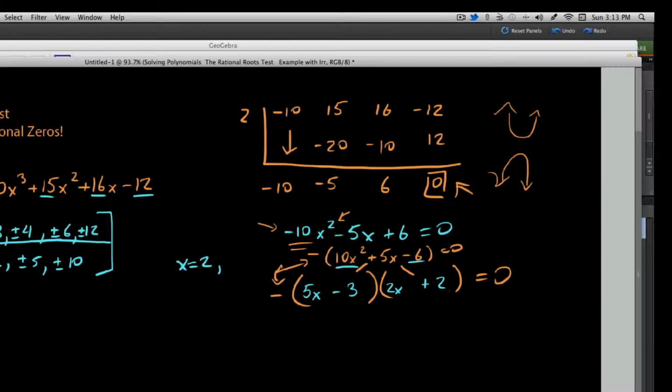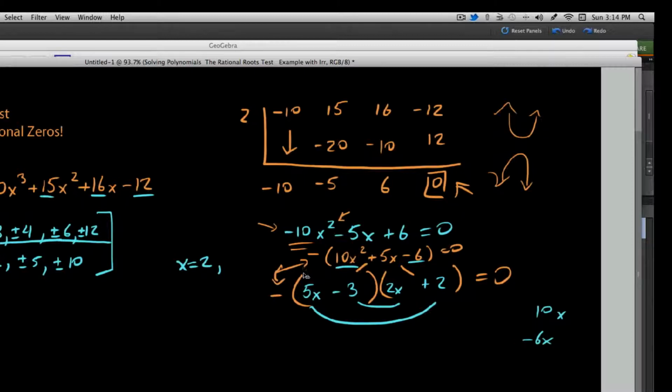And I've already got a good indication that this is probably not going to work because I have 2x plus 2 over here on the right. And if that's the case, I could factor a 2 out of both of those. And if that was the case, I would have been able to factor that out of the beginning expression in the first place. We'll go and check our outer and our inner here. We say, well, 5x times 2 is 10x, and then -3 times 2x is -6x, and a positive 10x and a -6x simply doesn't add up to 5x.